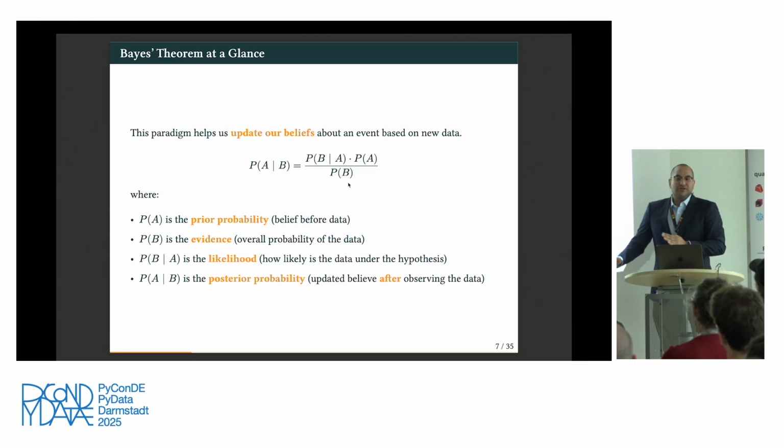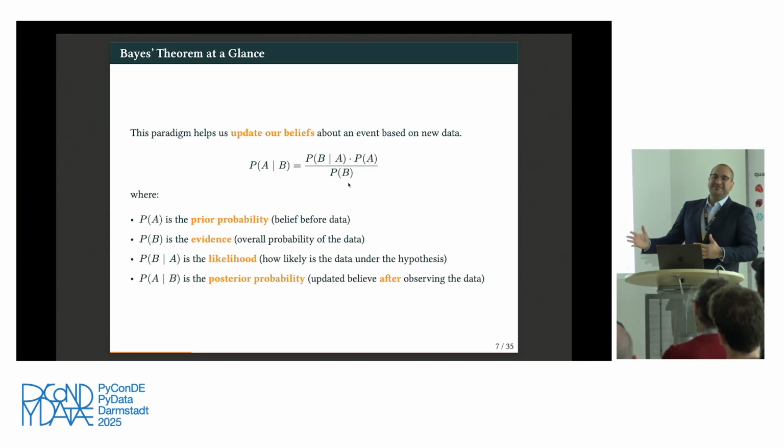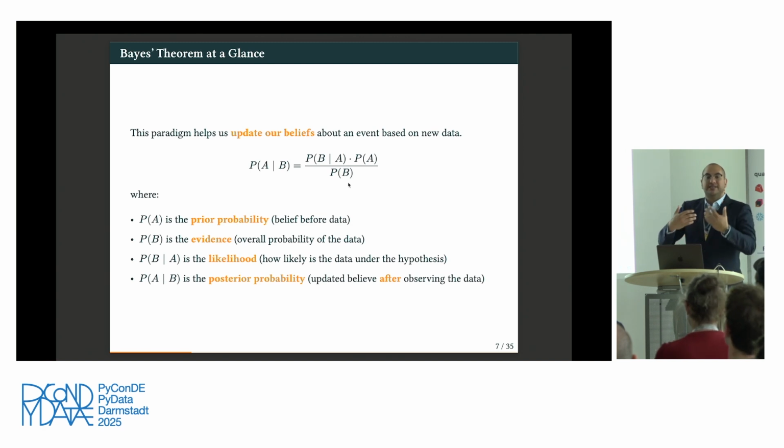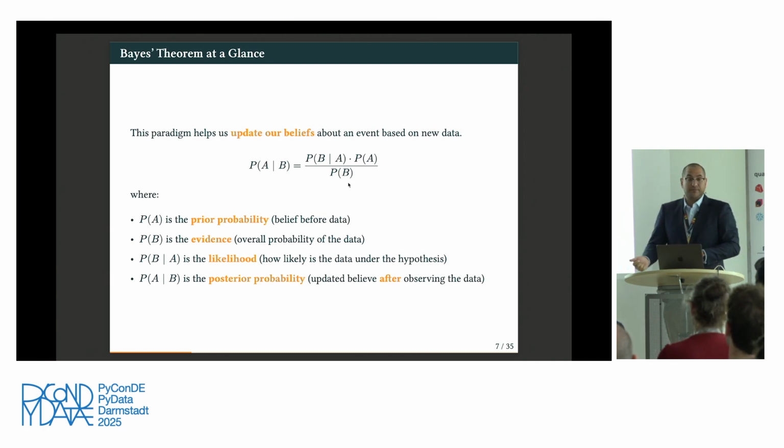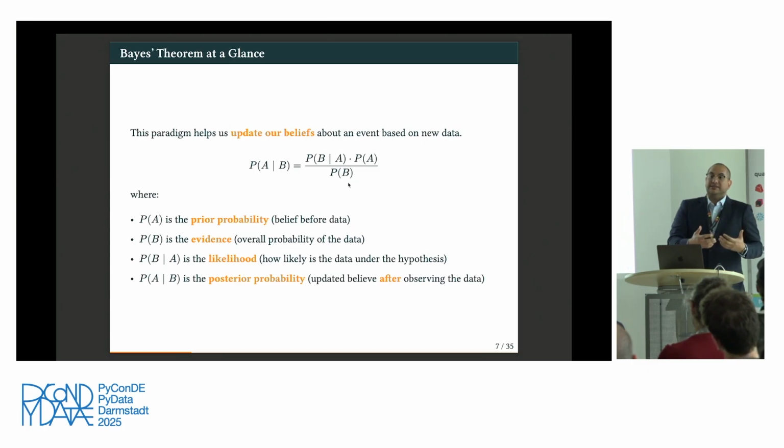Okay, let's start with what Bayes' theorem is. Probably you've seen this many, many times. I'll still just go over it very quickly. Bayes' theorem is, in a sense, a paradigm that allows us to update our belief about a system, about an event, a phenomenon, based on the data that you observe on this phenomenon, right?